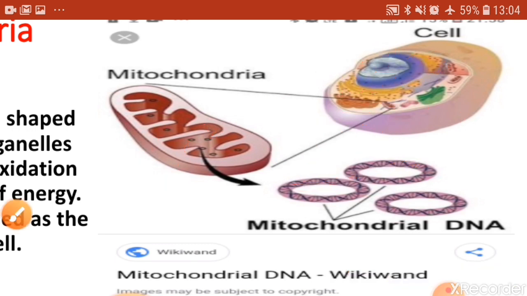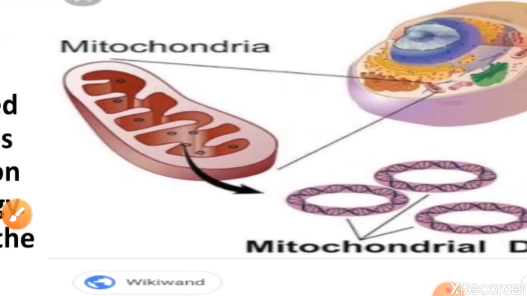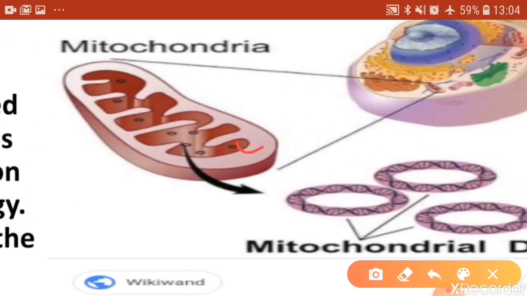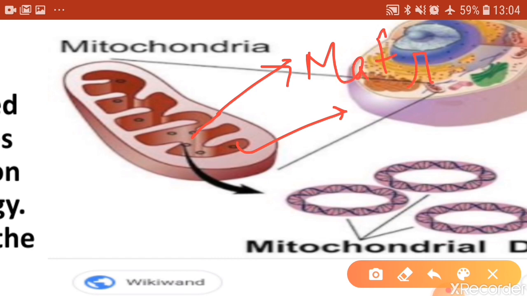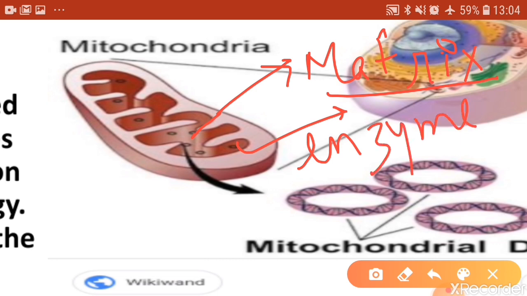Another important thing about the mitochondria is that the inner membrane encloses a fluid filled region. This fluid filled area is called the matrix, and the matrix is a place which contains enzymes. It contains enzymes that are required for oxidation of food.